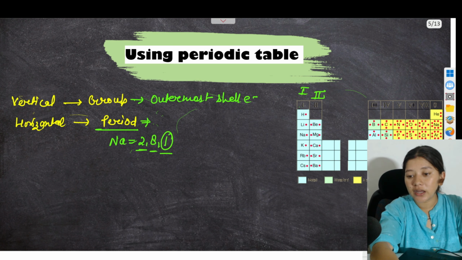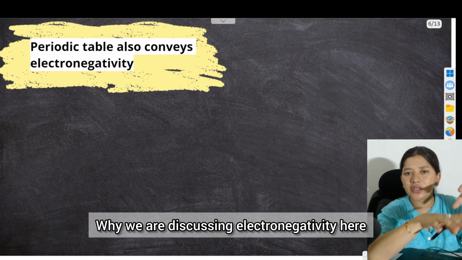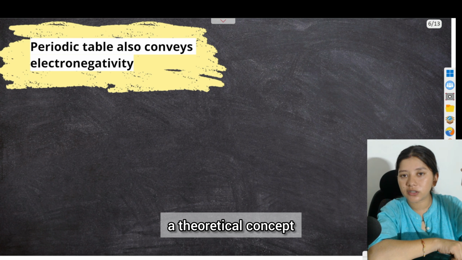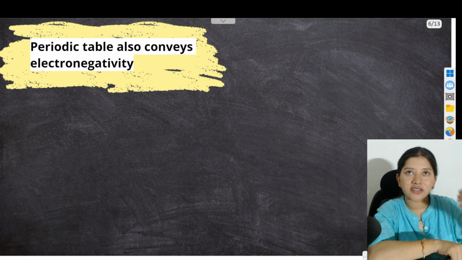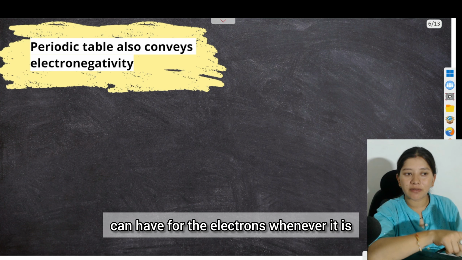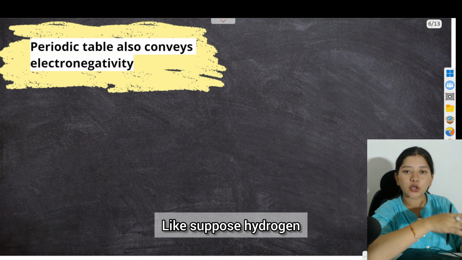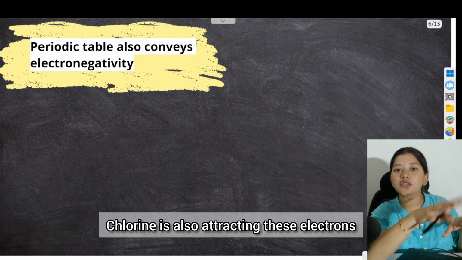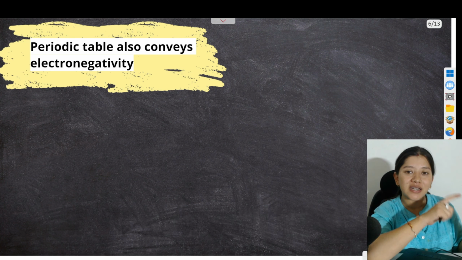Okay, let's move on. Now there is one more factor that is called electronegativity. Why we are discussing electronegativity here, I will tell you later. But first understand, electronegativity is a theoretical concept. It is now practically used as some scales. It's the amount of attraction any element can have for the electrons whenever it is present in a shared bond. Suppose hydrogen and chlorine have a bond, right? Hydrogen is attracting these two electrons, chlorine is also attracting these electrons. How much power they are applying to attract that electron, that is electronegativity.